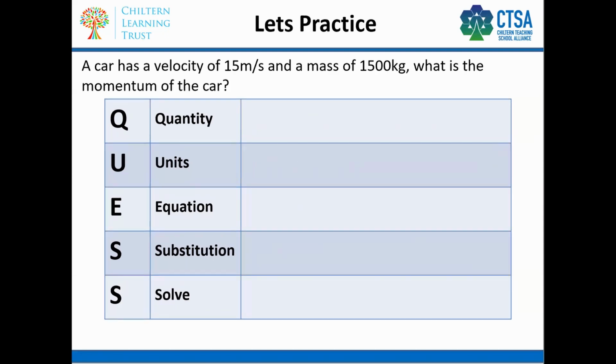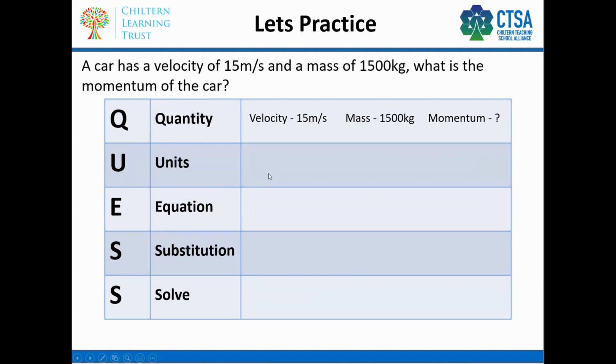So we've got a question here. A car has a velocity of 15 meters per second and a mass of 1,500 kilograms. What is the momentum of the car? So first thing we're going to do is identify our quantities. As I'm reading my way through this, we can see that a car has a velocity of 15 meters a second. So that's our first quantity. It has a mass of 1,500 kilograms. So that's our second quantity. And then we're being asked to find the momentum of the car. So what we're going to do is write momentum and give it a question mark.